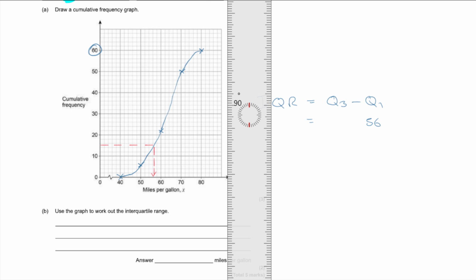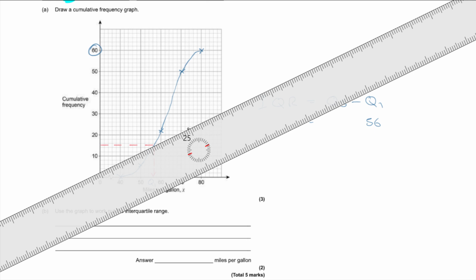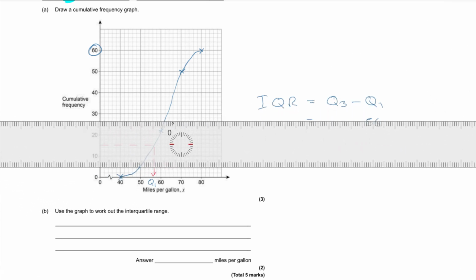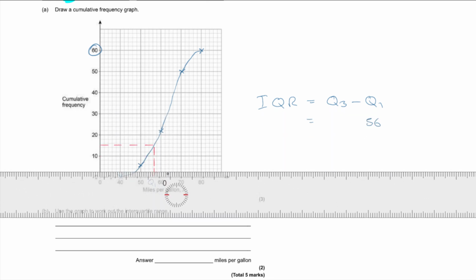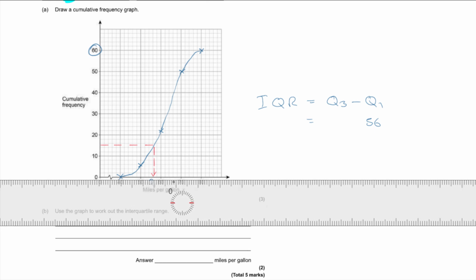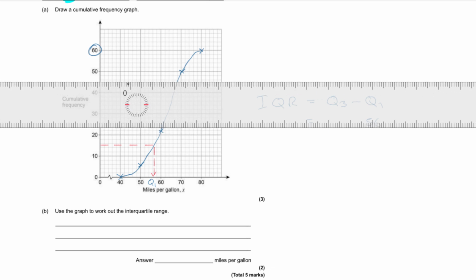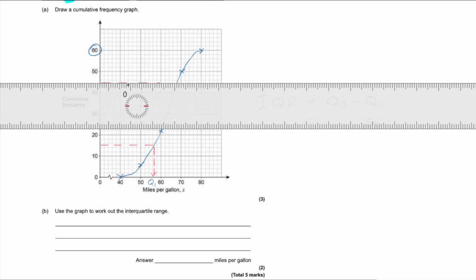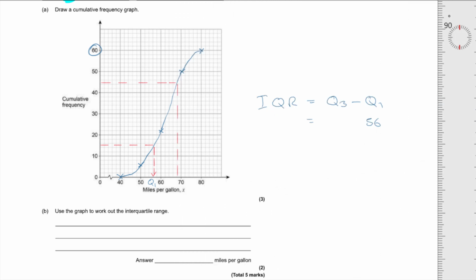56, that's Q1 there. Right, and then Q3, the upper quartile, is 3/4 of the way through. Now again, you should really add 1 when you're finding an upper quartile, but when you've got a large number of data points, then it doesn't really make much difference. So I'm just going to divide by 4 and times by 3. So 3 lots of 15, that's 45. So I'm going to look across at 45, and down. And that's going to be my Q3 value there. I make that about 68 on my graph.